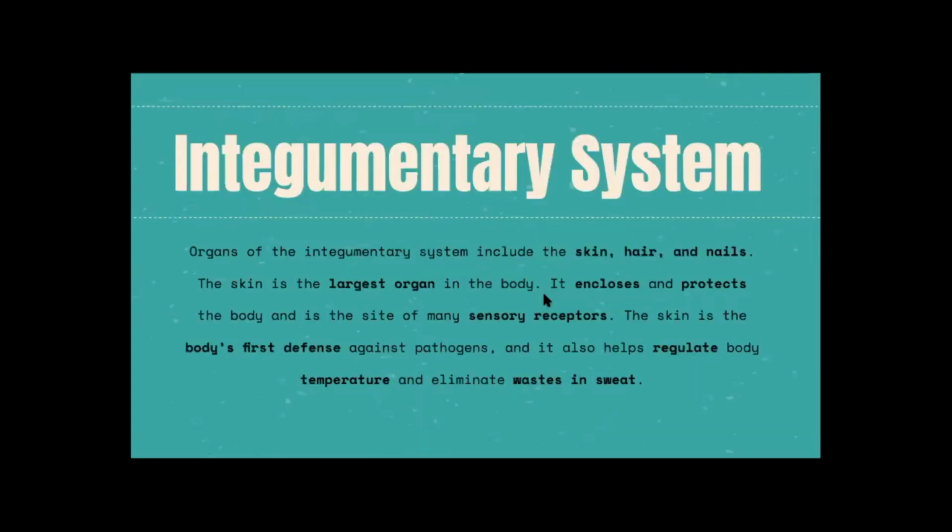So first we have the integumentary system. The organs of the integumentary system include the skin, hair, and nails. The skin is the largest organ in the body. It encloses and protects the body and is the site of many sensory receptors. The skin is the body's first defense against pathogens, and it also helps regulate body temperature and eliminate waste through sweat.